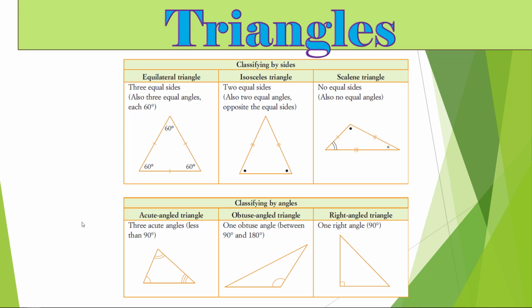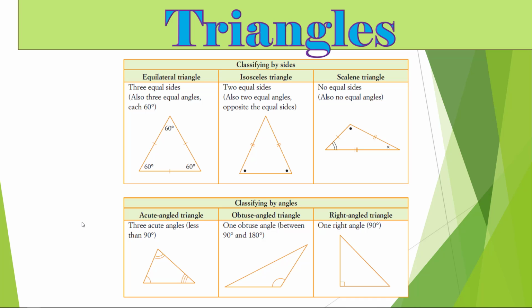Then we could classify them by angles. Three acute angles, which we should know is less than 90 degrees, is an acute angled triangle. One obtuse angle, so between 90 and 180 degrees, is called an obtuse angled triangle, and a right angled triangle is one with one right angle.